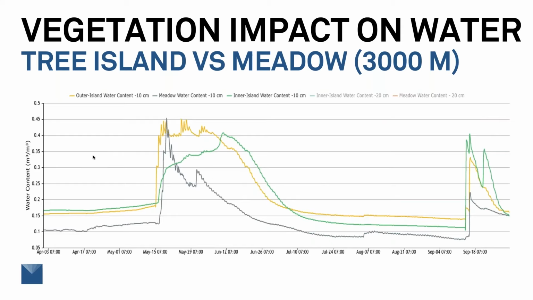And I already talked about this: it's water content now on the y-axis, and this is another 6-month period going from the 1st of April to the end of September. And now I've got 3 water content traces. The one in yellow, that's on the outside of the island, like I was just mentioning. The one in green is inside the island, and the one in gray, that's actually out in the meadow.